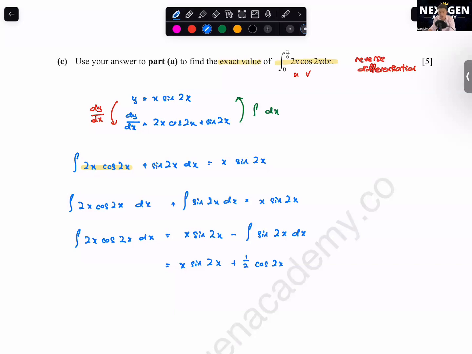Can you hear so far? Do you need to write the plus c? In proper form you actually need to, but because we are doing a definite integral here, you don't need to find the c. The c will eventually cancel off anyway.